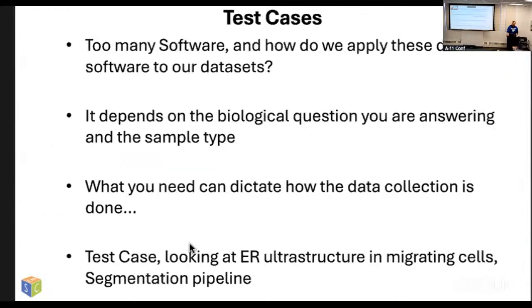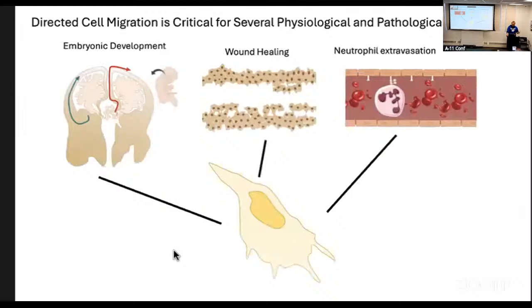One of the things is there's a lot of software in tomography, so how do you match different software to the data sets? It really depends on the biological question you want to answer. Do you need averaging? Do you need segmentation? Do you need both? That really affects how you collect data, pixel size, mag, things like that. So I'll show some slides on something I did recently, looking at migrating cells, a mostly segmentation-based project. But I'm not going to go through the biology too heavily because it's already 20 minutes in.